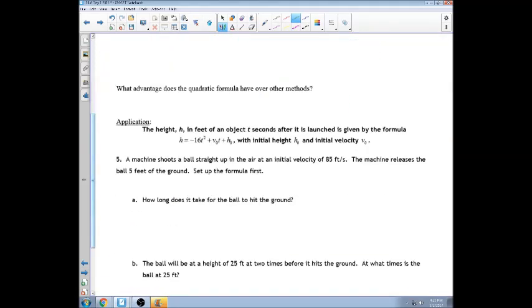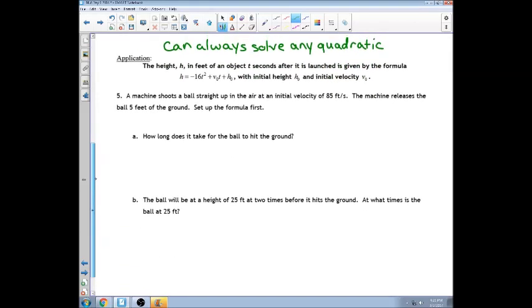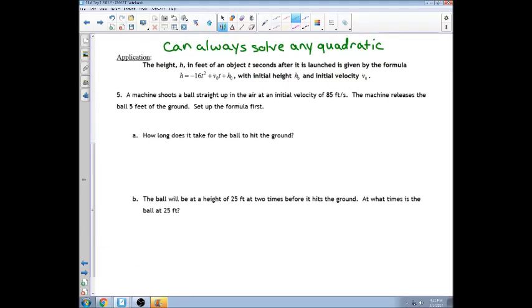What advantage does a quadratic formula have over other methods? It can always solve any quadratic. No matter what the quadratic equation is, you can use the quadratic formula to solve it. And that's why it is called the quadratic formula, because it can be used to solve any quadratic.